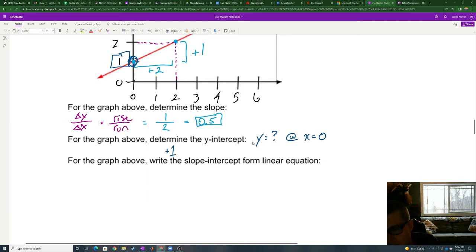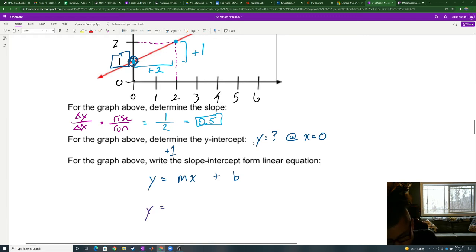Okay, and then when it says for the graph above, write the slope-intercept form linear equation. Guys, the linear equation is one of those things you need to know. Y equals mx plus b. Okay, y equals mx plus b. Y, okay, y is just y, so I'll just rewrite that.